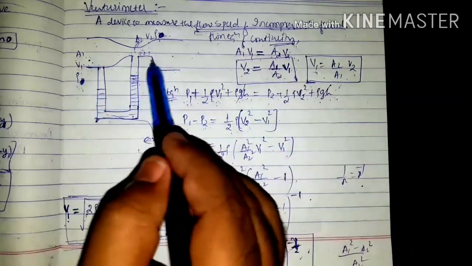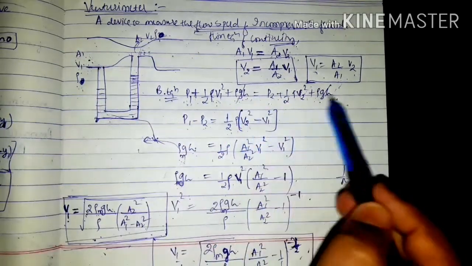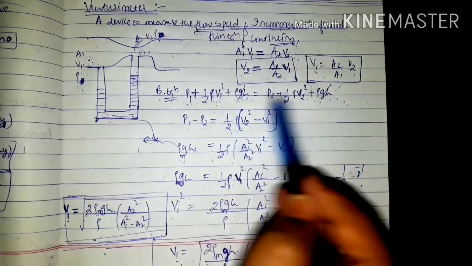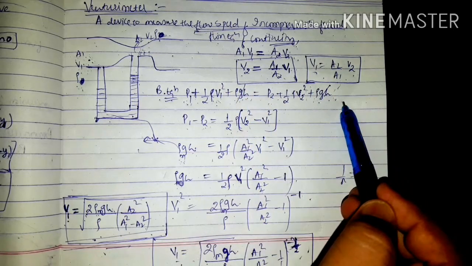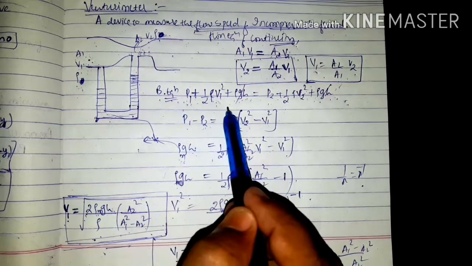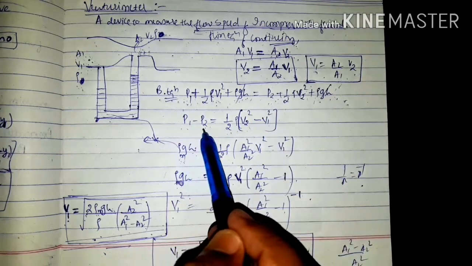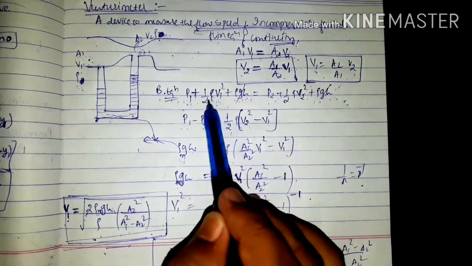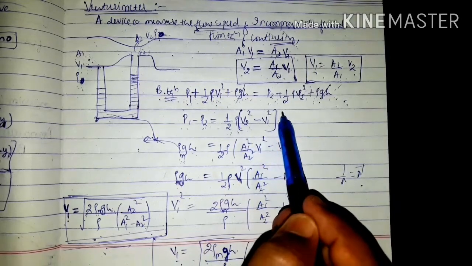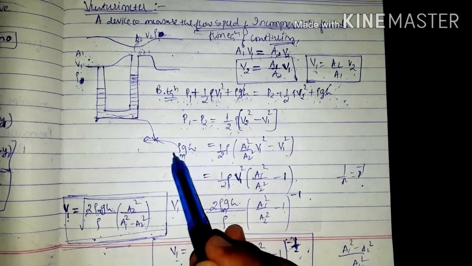You can notice the height of this particular thing remains the same. So H and H, the magnitude of rho GH on both sides cancels each other. Now we are left with P1 plus half rho V1 square and P2 plus half rho V2 square. Now P1 minus P2 is equal to half rho into V2 square minus V1 square. Okay, so P1 minus P2, this difference comes out to be rho GH.